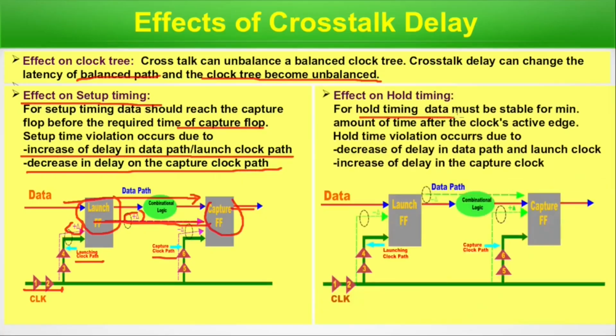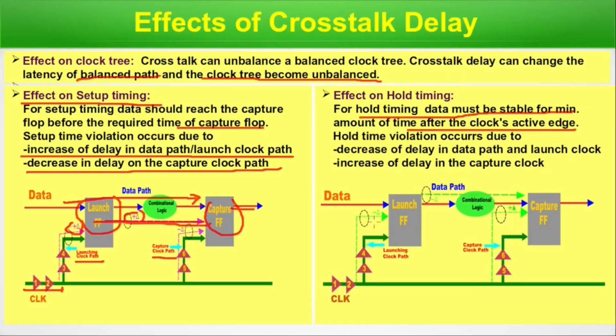For hold timing, data must be stable for a minimum amount of time after the clock's active edge. So for hold timing, data must stay there. If there is a decrease of delay in the data path and launch clock, and an increase of delay in the capture clock, so the clock comes later, then hold violation can happen, because for hold timing the data must be stable after the clock's active edge. Otherwise, the flip-flop gives ambiguous data.